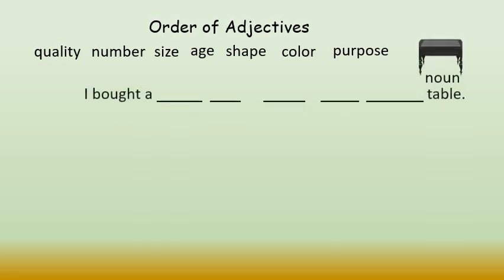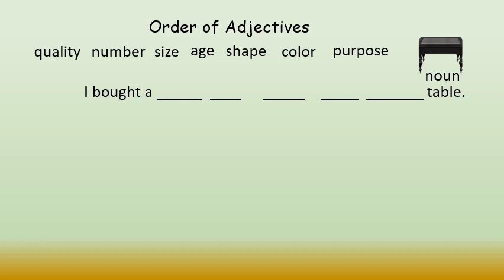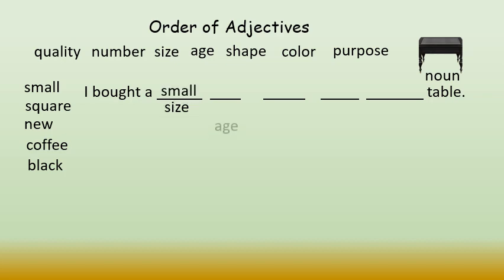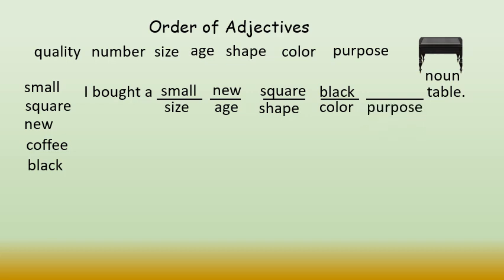Order of adjectives. I bought a table. The adjectives small, square, new, coffee, black. What's the size? Small. What's the age? New. What's the shape? Square. What's the color? Black. What's the purpose? Coffee.